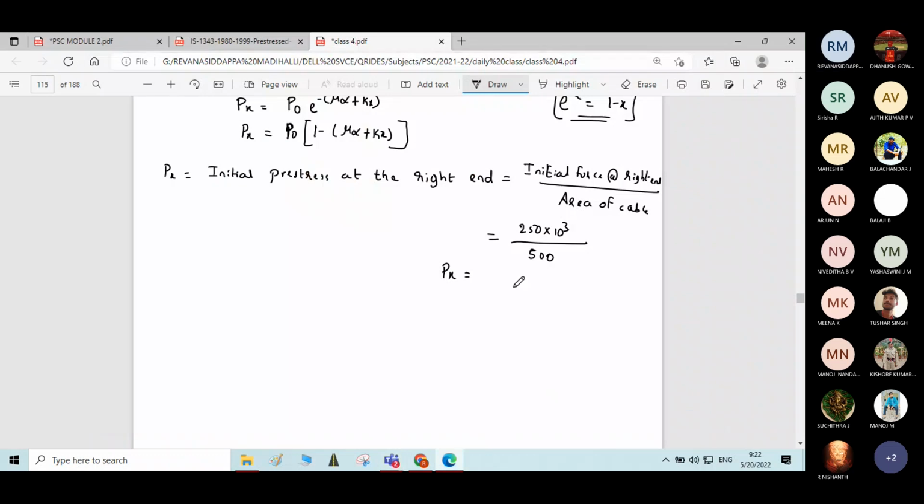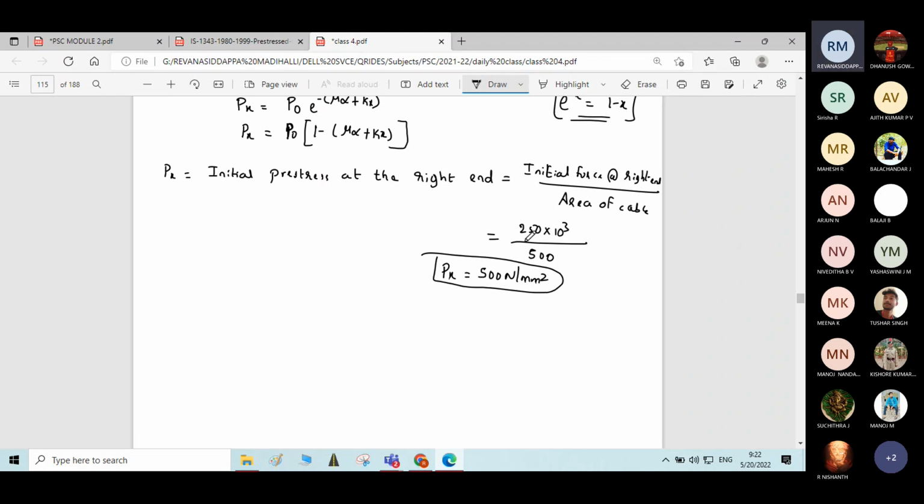Calculate the answer and cross check your answer. Px is equal to... I got it as 500 Newton per mm square. If you calculate the answer, you will get 500 Newton per mm square. If you get any other different answer, let me know, we'll correct it.